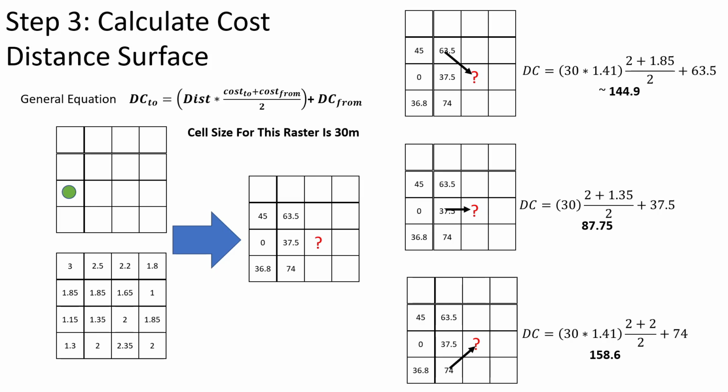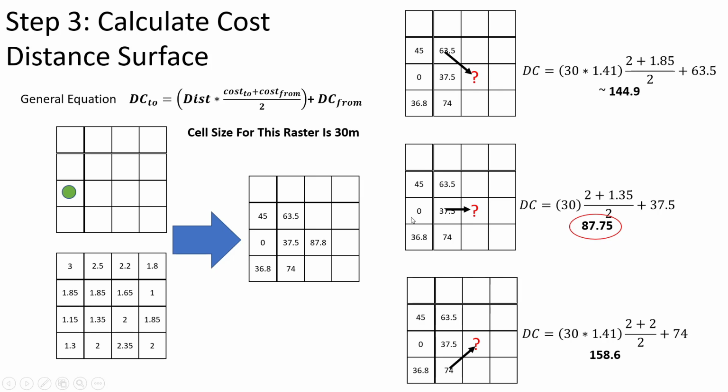So let's take a step back. We have 3 valid routes, each taking the same number of cells to get to the target. Which one do we pick? Because we can only assign one value to this cell. This 2 cell can only have one distance cost value. Generally speaking, unless you have a reason to do otherwise, you always take the lowest value. And so in this case, 87.5 becomes our cost value, because this is the lowest option.